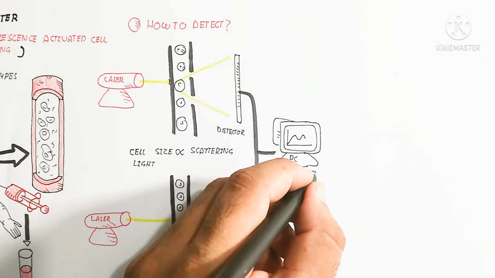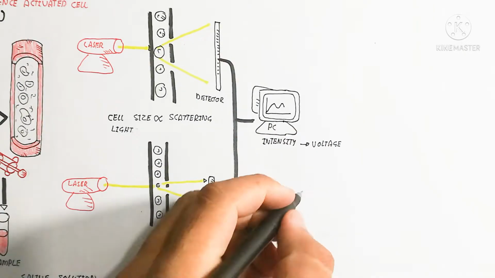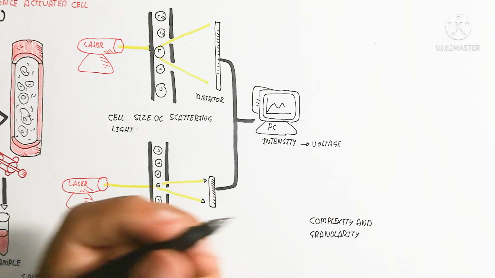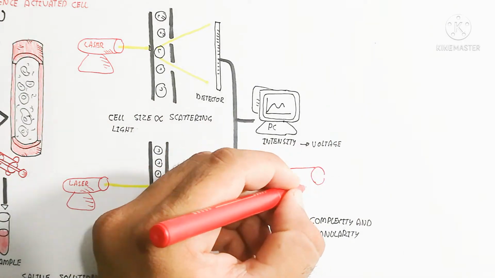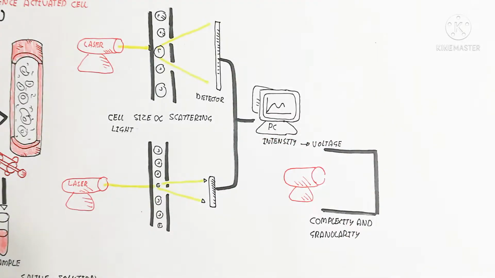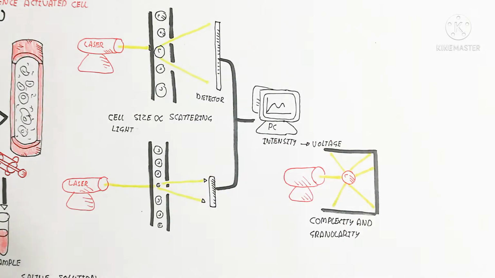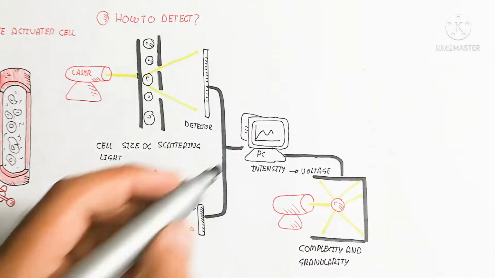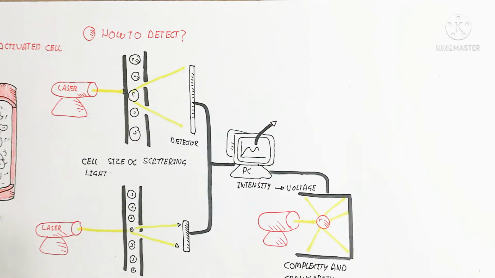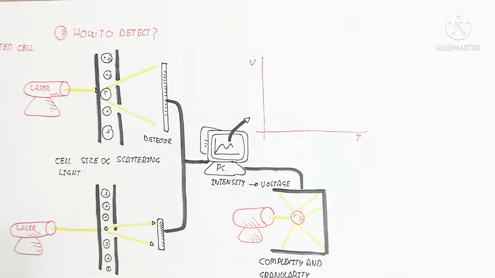The detector detects the intensity, and more intensity means more voltage. The more voltage creates more intensity, so that the PC can analyze and show the complexity and granularity. We also understand the complexity and granularity on the basis of more scattering of light. Complexity of the cell means more proteins are present on the surface of the cell and granules inside, both of which are responsible for scattering more light from the cell.